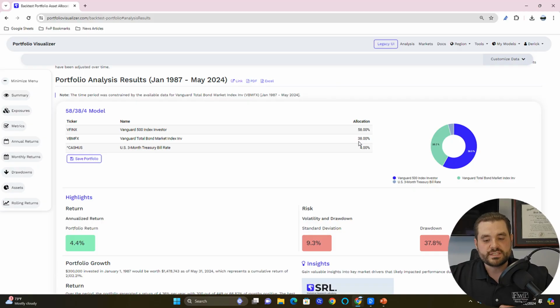But what you'll notice is that the annualized return since January of 1987 for this setup is 4.4%. But you have to keep in mind, we're taking out 4% every single year as income. So you're able to take out the 4%, you're also able to realize an additional 4.4% of growth, which is more than inflation, so it keeps the 4% rule afloat.